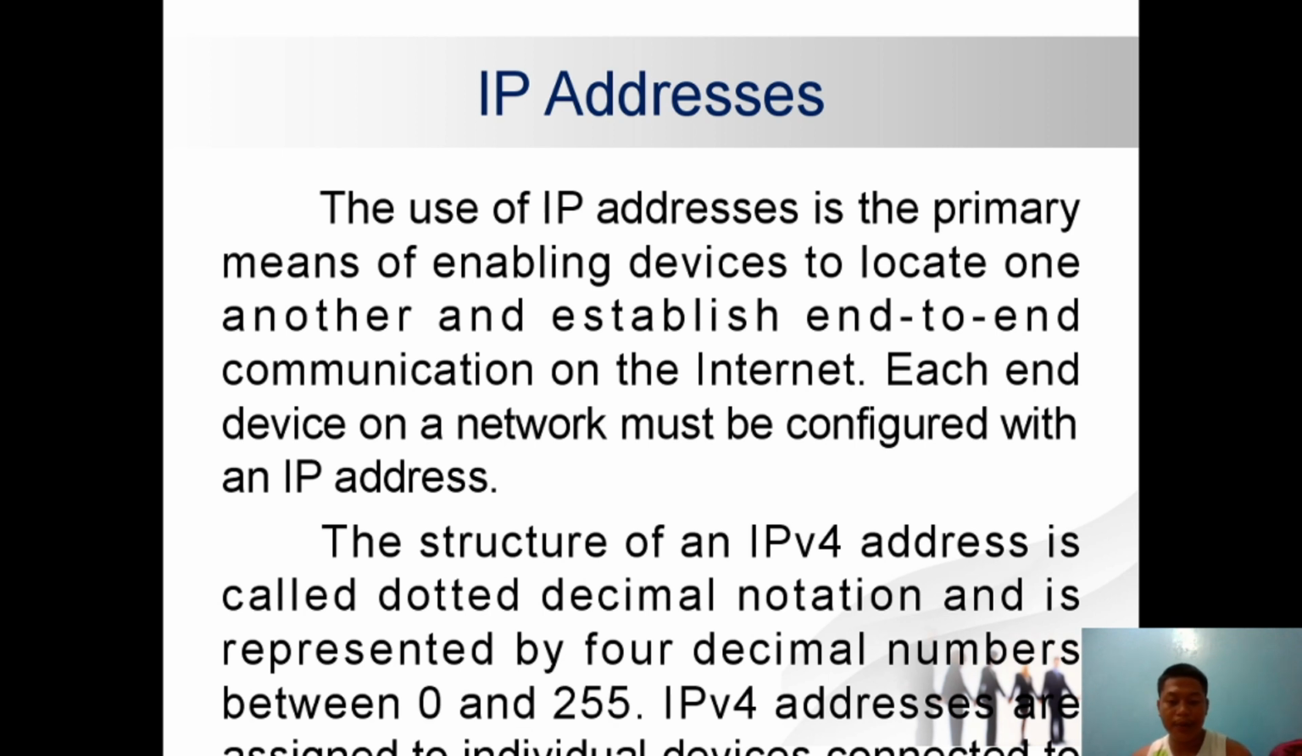The structure of an IPv4 address is called dotted decimal notation and is represented by four decimal numbers between 0 and 255. IPv4 addresses are assigned to individual devices connected to a network.